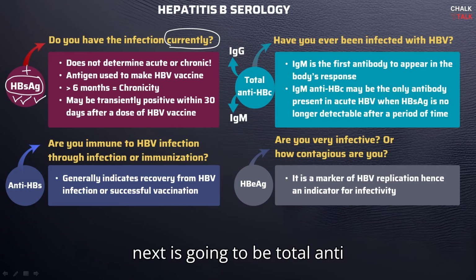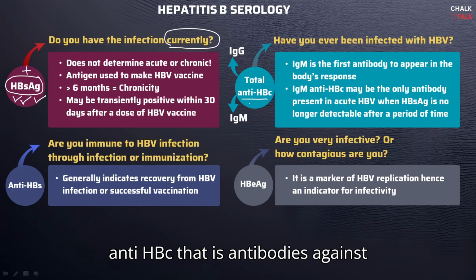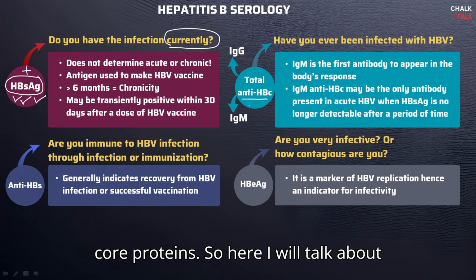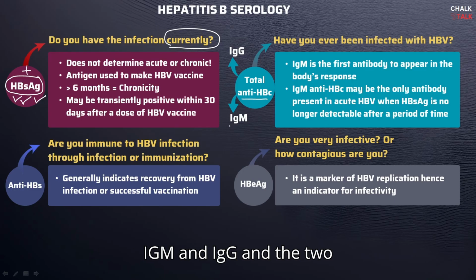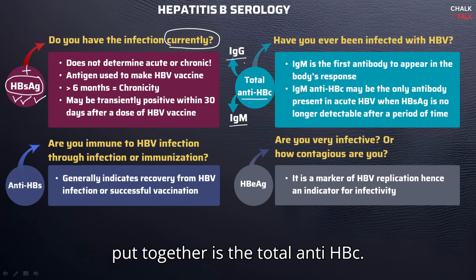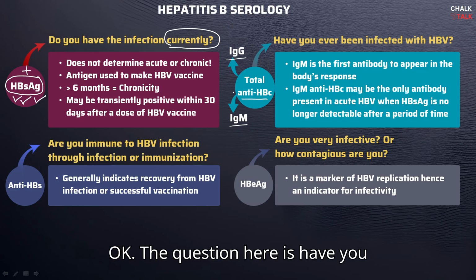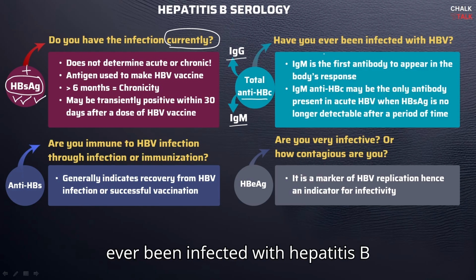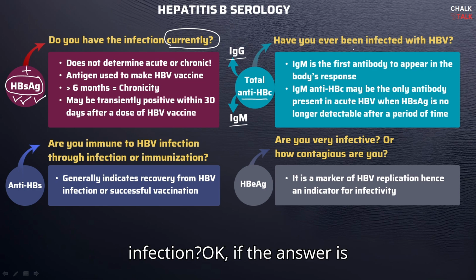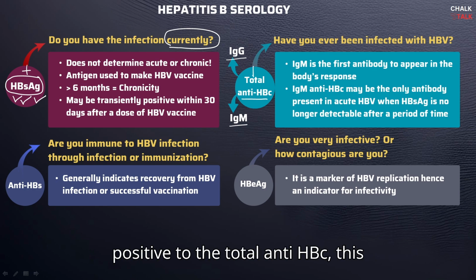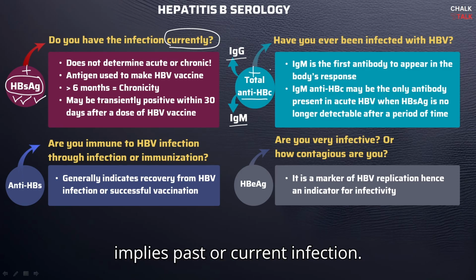Okay, the next is going to be total anti-HBc. So when I say total anti-HBc, that is antibodies against core proteins. So here I will talk about IgM and IgG, and the two put together is the total anti-HBc. Okay, the question here is, have you ever been infected with hepatitis B infection? Okay, if the answer is positive to the total anti-HBc, this implies past or current infection.